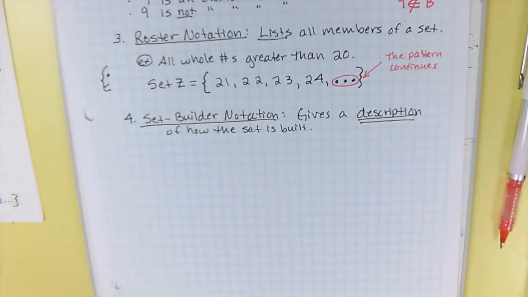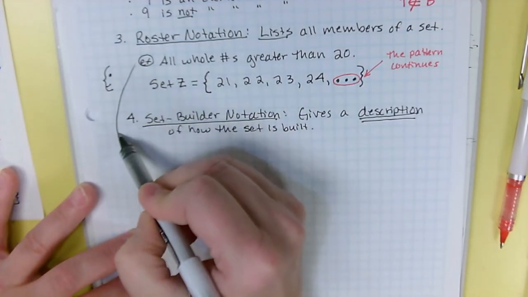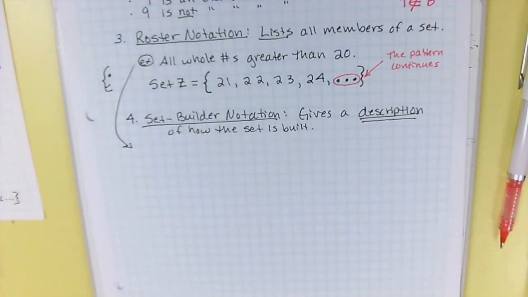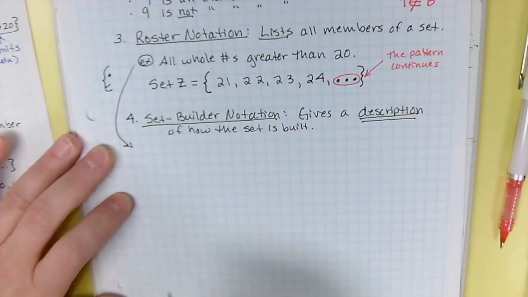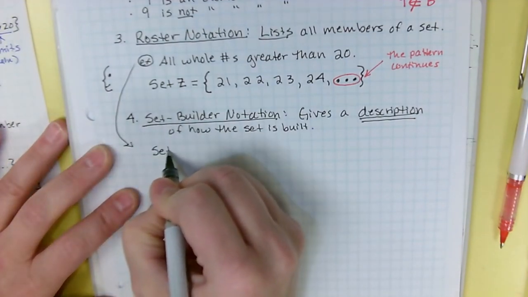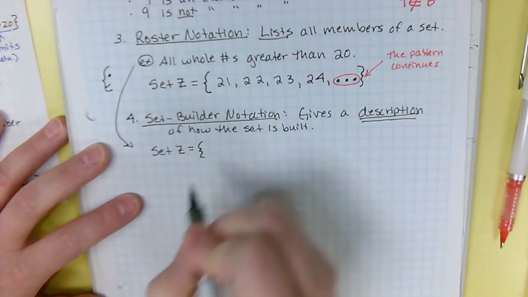Instead, it describes it. So let's say that we're going to do the same exact example. So we're just going to do the same one. All whole numbers greater than 20. So the notation starts the same. Set capital Z equals, and then a brace.